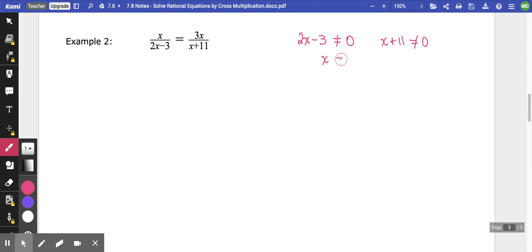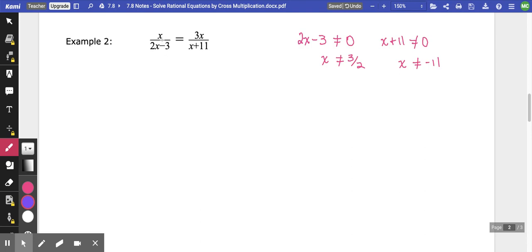So this first one, we'd add 3 and then divide by 2, so we get x cannot be 3 halves. The second one, we would subtract 11, so we get x cannot equal negative 11. So if I solve this and I get an answer that is one of those disallowed values, then I would discard it and say that that's not actually part of my solution. All right, here we go.